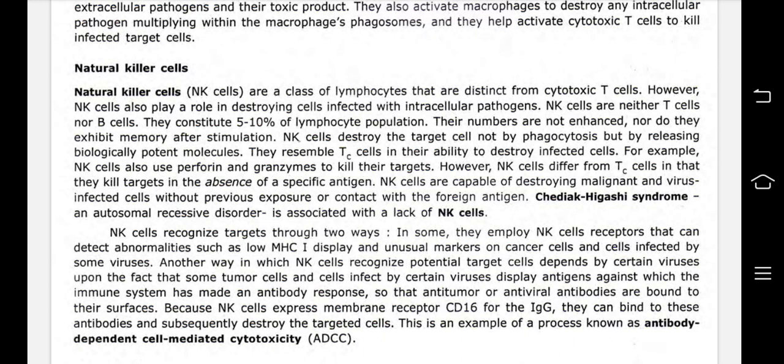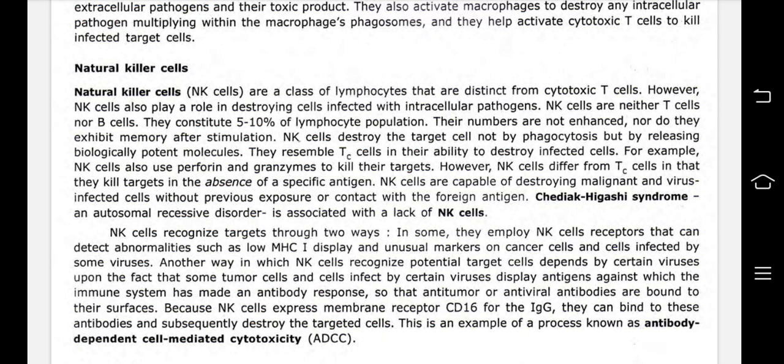Chediak-Higashi syndrome. I'm not sure about the pronunciation. Just look at the spelling. Chediak-Higashi syndrome, an autosomal recessive disorder, is associated with a lack of NK cells.